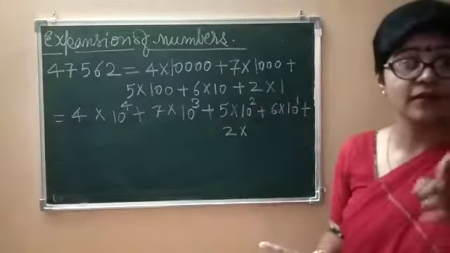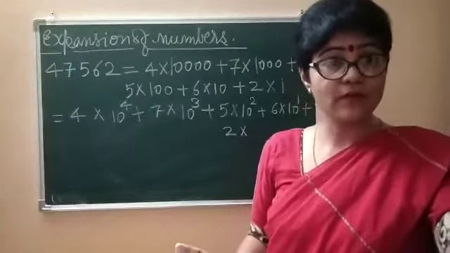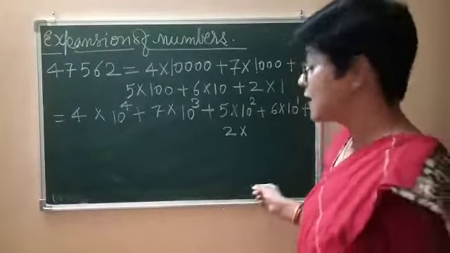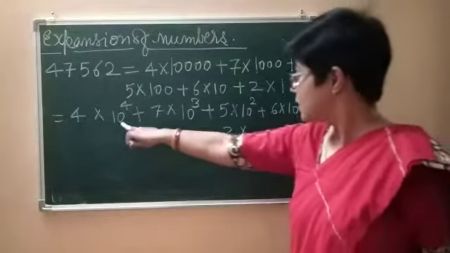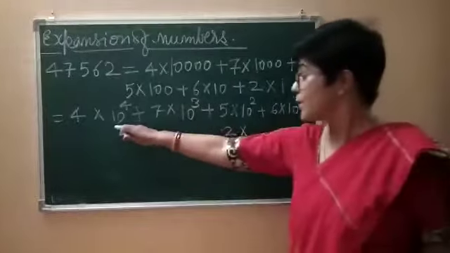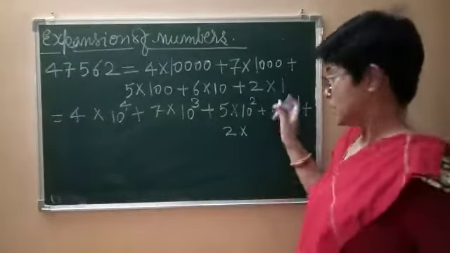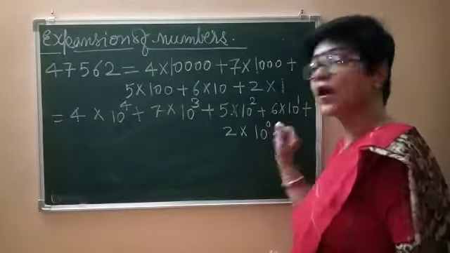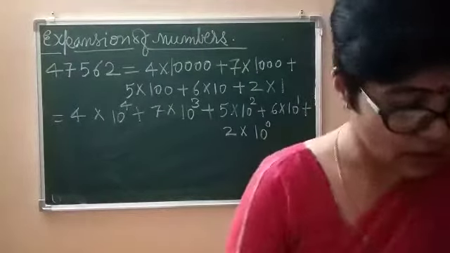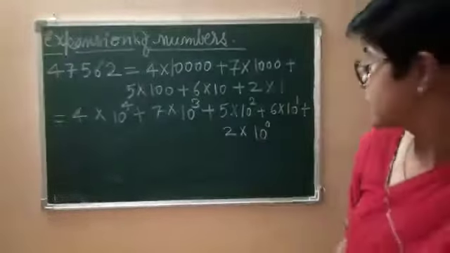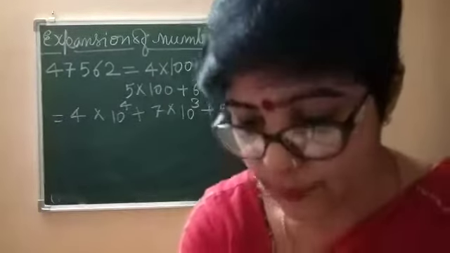What have we studied now? 10 raised to the power 0 is 1. Anything raised to the power 0 is 1. Here we are expressing it in the form where the base is 10. So I can write 1 as 10 raised to the power 0. Alright.